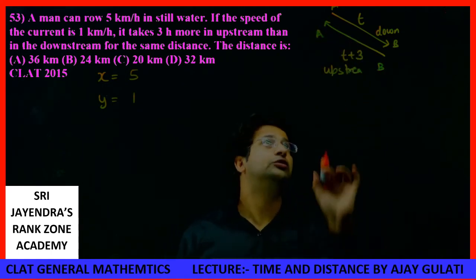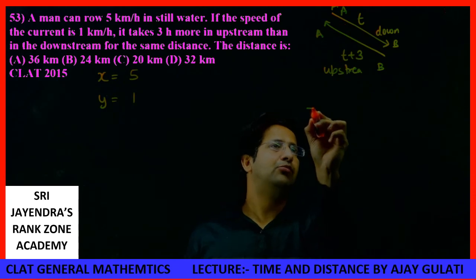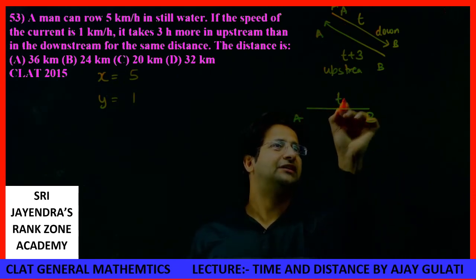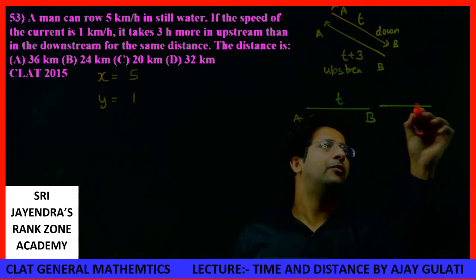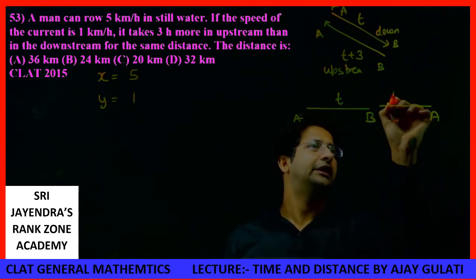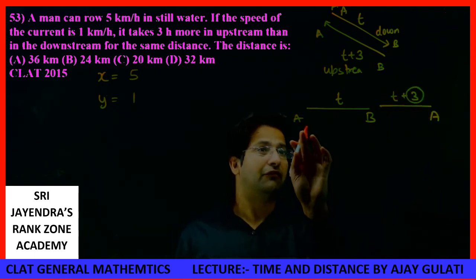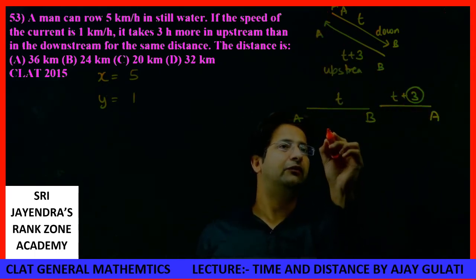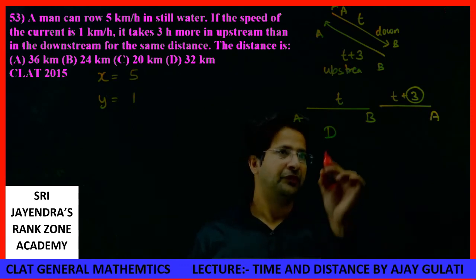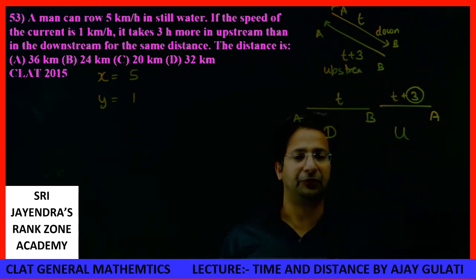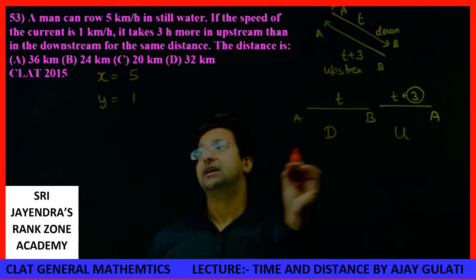Just think of this question like I move from A to B, it took me t hours. When I go from B to A, it takes me t plus 3 hours, 3 hours extra. While going from A to B, my speed was downstream speed D, and while coming back from B to A, it was upstream speed U. Now what do we have?